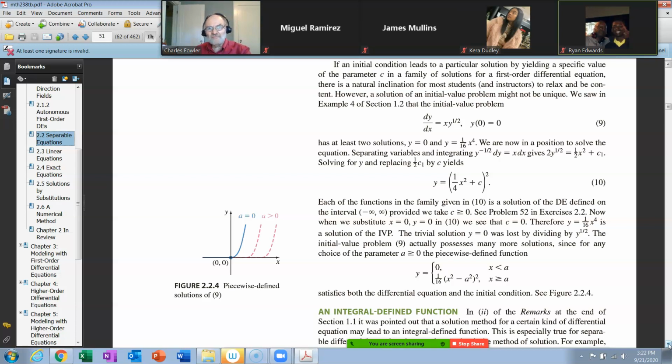We saw in example 4 of 1.2 a while back that the initial value problem for this one, when y is equal to 0, has at least 2 solutions. Y is equal to 0 and y is equal to 1/16 x to the 4th. We're now in a position to solve the equation, so we're going to solve this one.